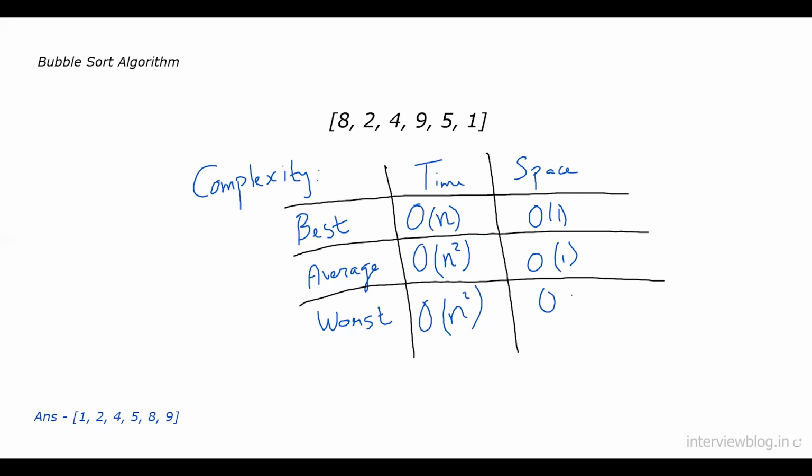So in bubble sort algorithm, during the average and worst case, we will always be traversing the given input array n times, and each time we will be traversing all the elements of the given input array. So our average and worst case complexity tends to be big O of n square.